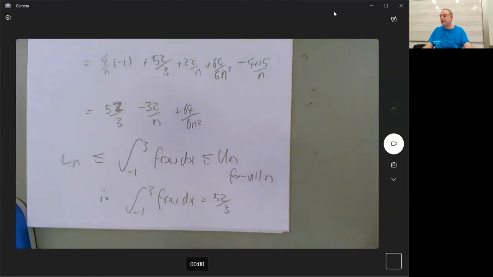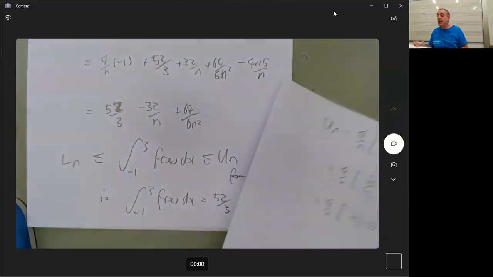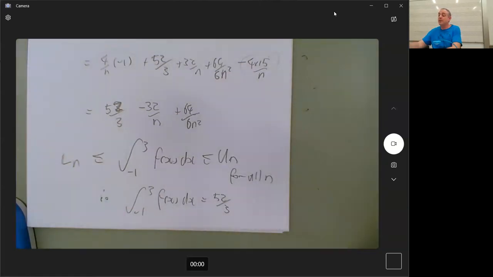Just pointing it out, if you ever go and look at upper and lower sums from other places in the world, they will probably mention the word squeeze law when they do this. There you go. That's the whole process.